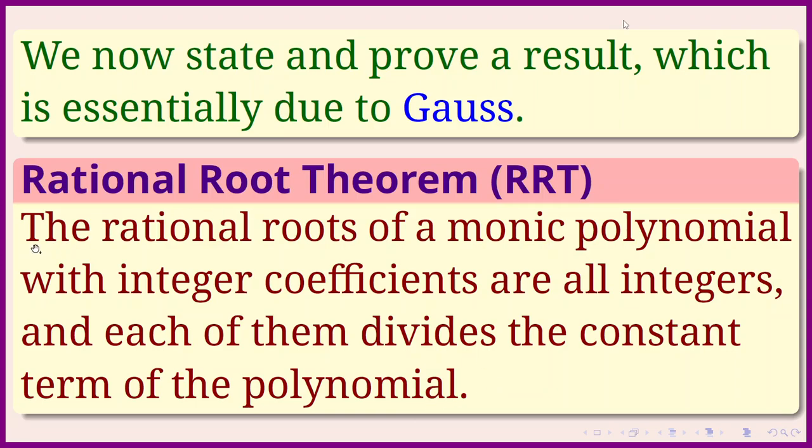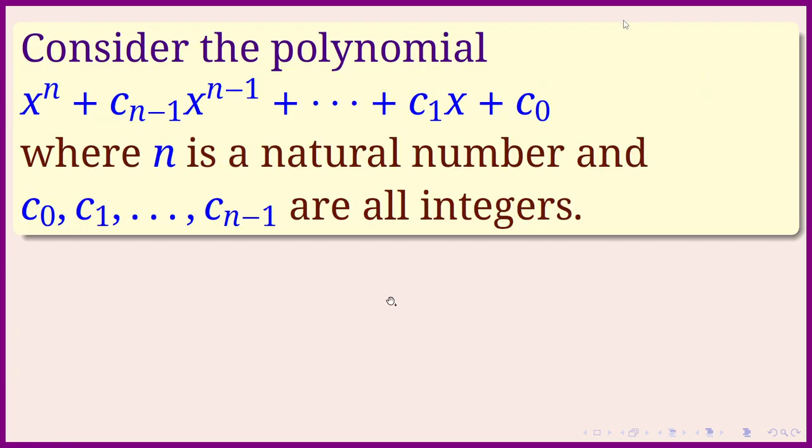So, I read it again. The rational roots of a monic polynomial with integer coefficients are all integers, and each of them divides the constant term of the polynomial. This is rational root theorem. So, how do we prove it?